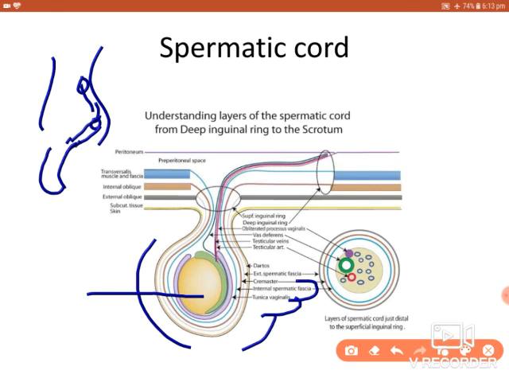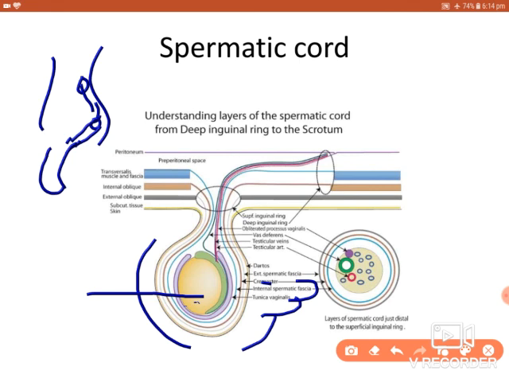Here, there is the purple, that is the tunica vaginalis. Here innermost, this is the tunica albuginea. Then outer to the tunica vaginalis we get the internal spermatic fascia. Actually, this internal spermatic fascia is derived from the fascia transversalis. Then outer to that we get the cremaster muscle and fascia.